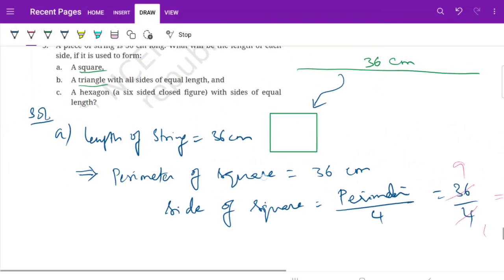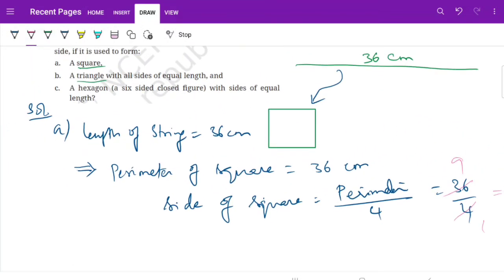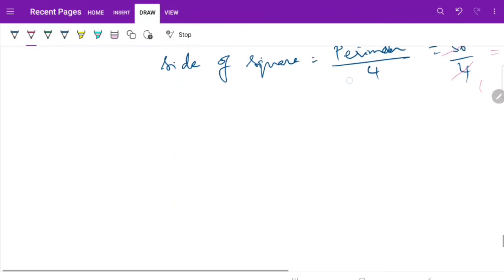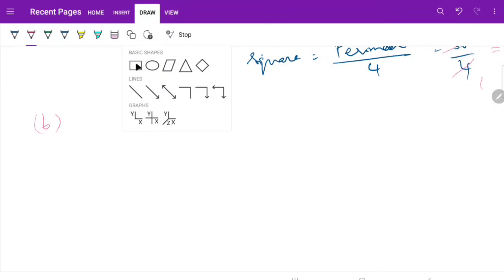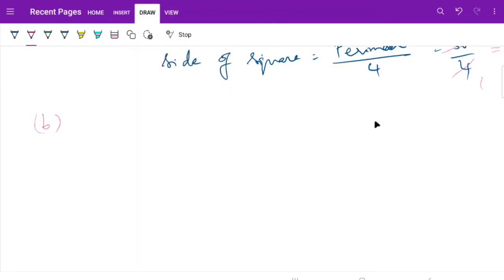This is about the A bit. What about the second bit? Triangle. If the string of 36 centimeter is converted to a triangle, and it is also given that all sides of the triangle are equal, we need to find the length of each side of the triangle. So here we draw a triangle, only for some clarity. Otherwise, even if you don't draw, you will get the marks.